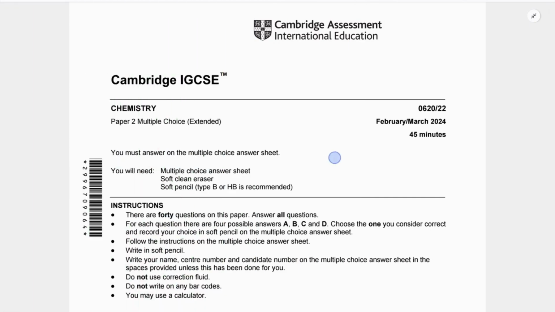So today we're going to solve Cambridge IGCSE 0620/22 Feb/March 2024. So let's get started.